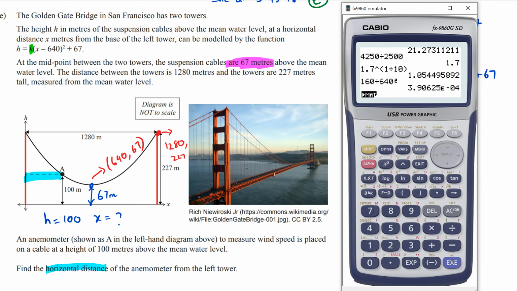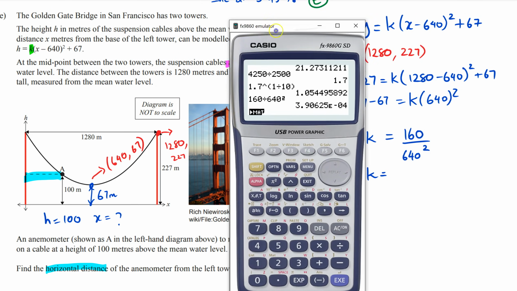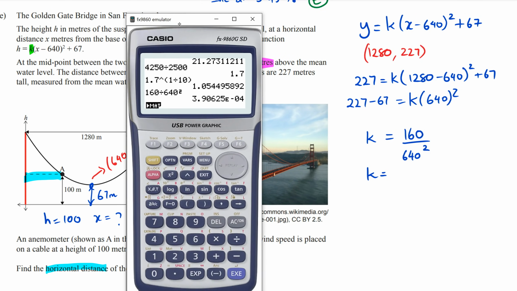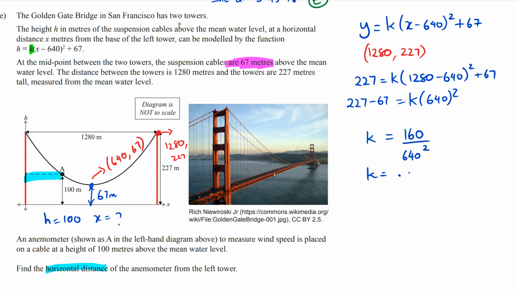What do we have? Oh, lovely. We got one of these numbers here. So that is, how many decimals is that? That's going to be 3 zeros in there. So it's going to be 0.000390625. So that's what my k value is.